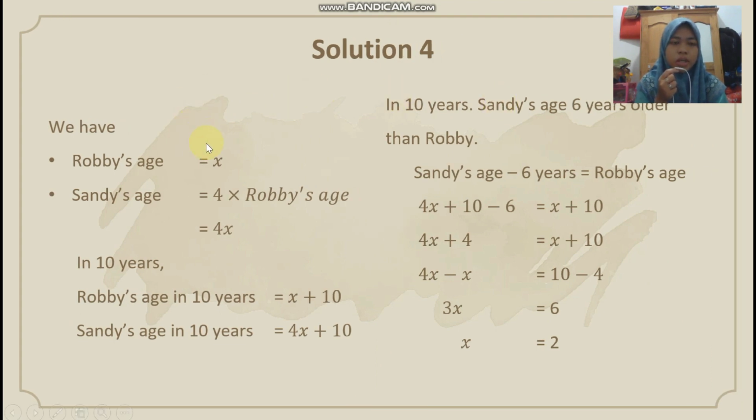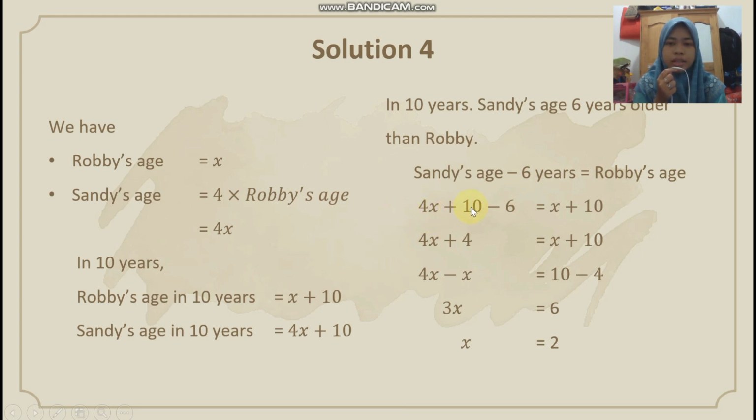And the solution: we have Robbie's age is x and Sandy's age equals 4 times Robbie's age, which is 4x. In 10 years, Robbie's age equals x plus 10, and Sandy's age in 10 years equals 4x plus 10. And in 10 years, Sandy's age is 6 years older than Robbie's. Sandy's age minus 6 years equals Robbie's age.